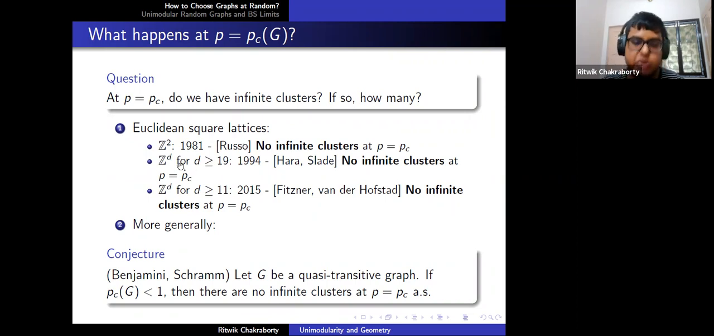Here's a brief survey of some results for Euclidean lattices. Most of percolation was done for Euclidean lattices before, right? People checked for Z2 first in 1981, and they showed that at critical probability there are no infinite clusters. Then in 1994, for D greater than or equal to 19, they showed that for ZD there are no infinite clusters at critical probability. And in 2015, they improved this lower bound for D. Now for D greater than or equal to 11, we know that there are no infinite clusters at critical probability.